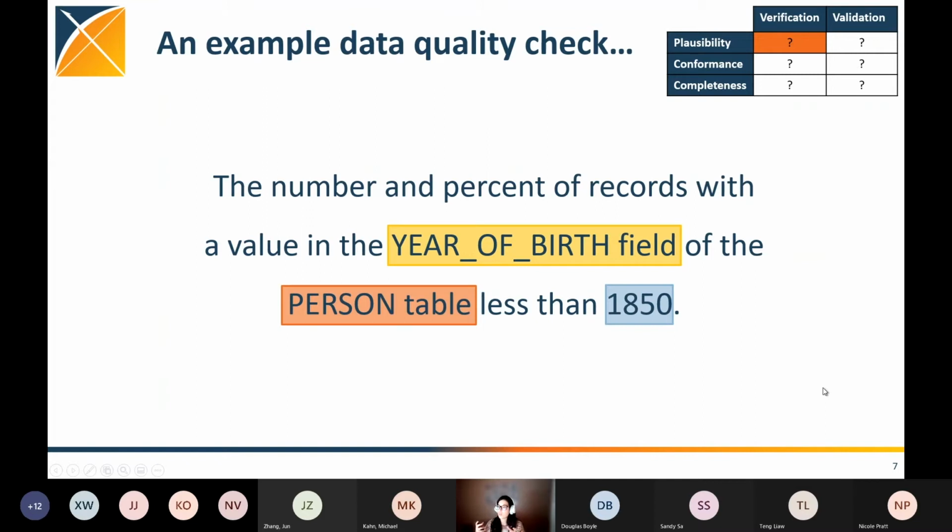As we wrote some of these data quality checks in this specific way, we started to find that these items, like year of birth, person, 1850, are not really specific to the actual statistic being calculated. They're things we can swap in and out, but the underlying math of that data quality check doesn't really change.